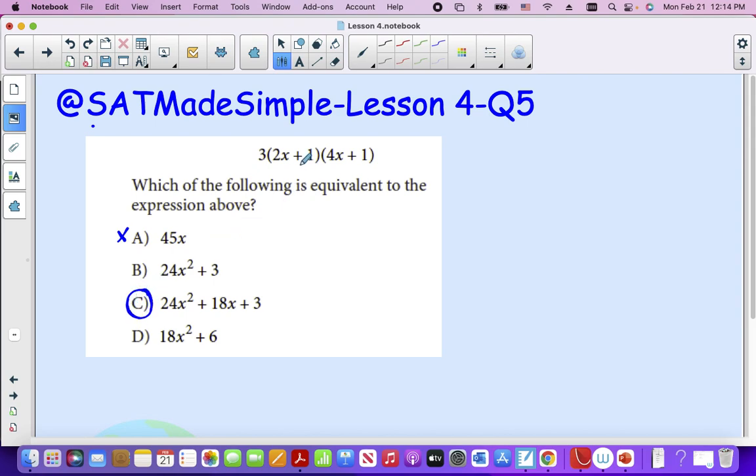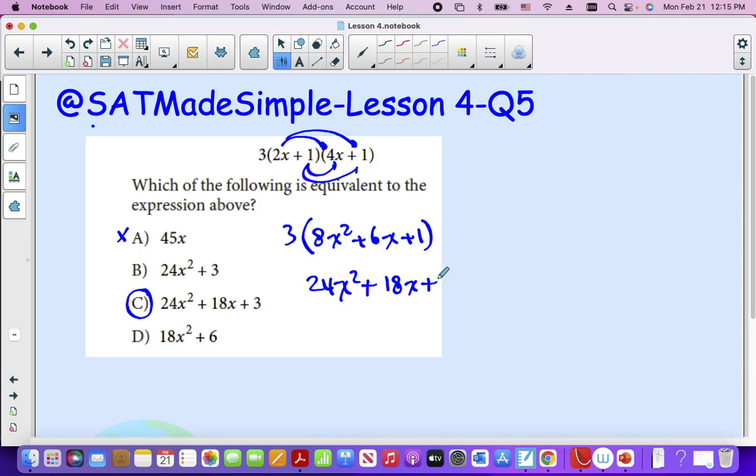C right away, because when you FOIL these two brackets, it's going to give me 3 terms. So I have 3 terms here, but let's do that. 3 times, if I FOIL this, that'll be 8x squared. 2x plus 4x, that's plus 6x. And 1 times 1 is 1. Introduce the 3: 24x squared plus 18x plus 3, which makes our choice C the correct answer.